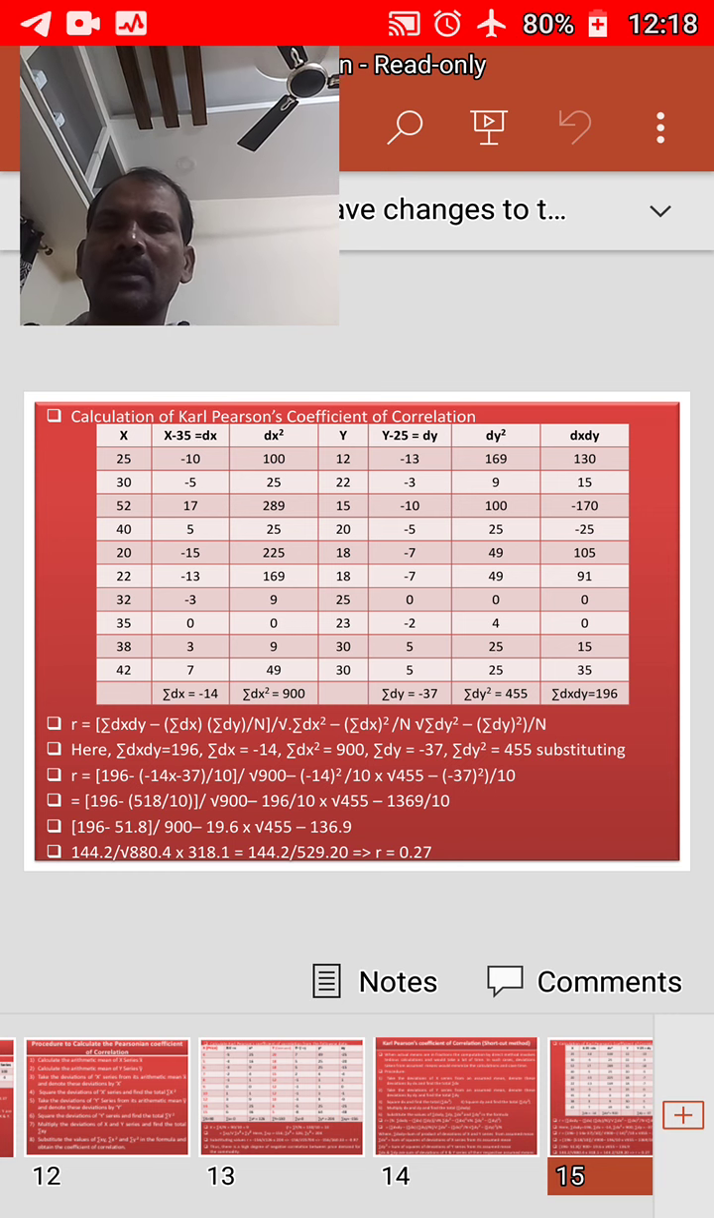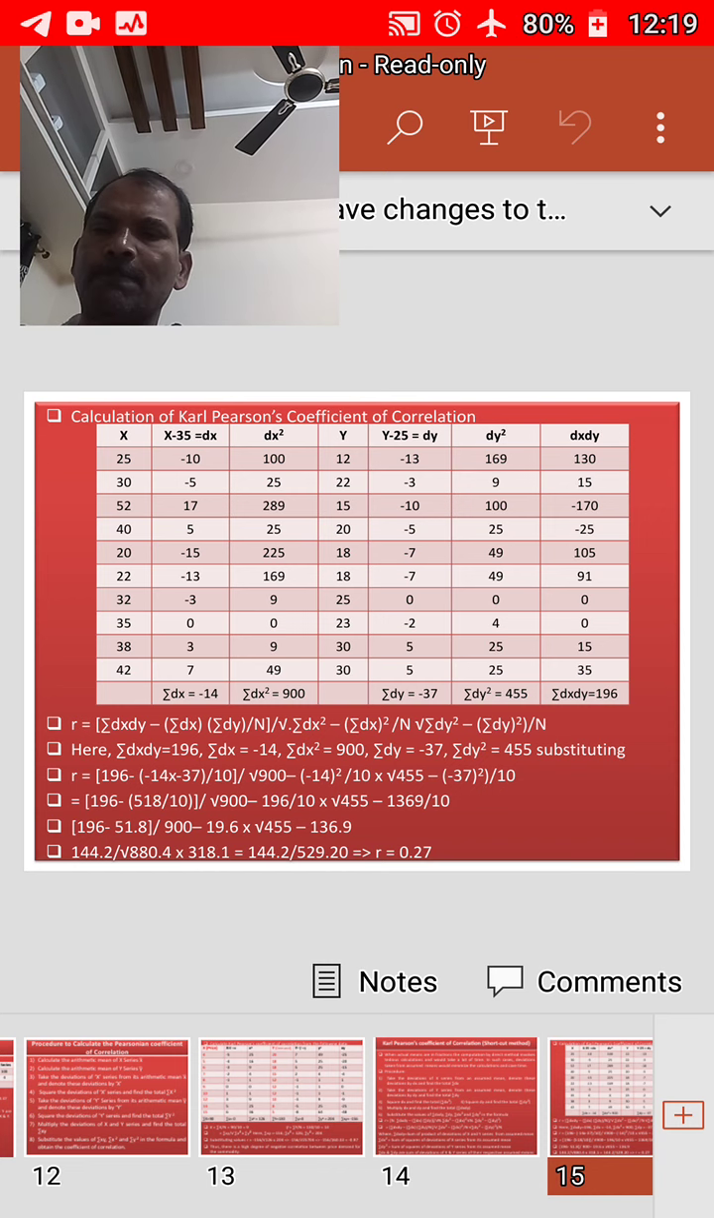Now we need to make it dy square. Minus 13 whole square is equal to 169, minus 3 whole square is equal to 9, minus 10 whole square is equal to 100, minus 5 whole square is equal to 25, minus 7 whole square is equal to 49, minus 7 whole square is equal to 49, minus 2 whole square is equal to 4, minus 5 whole square is equal to 25, minus 5 whole square is equal to 25.